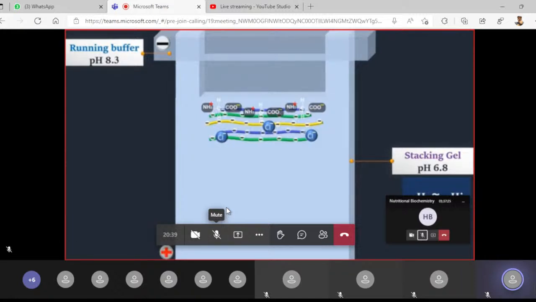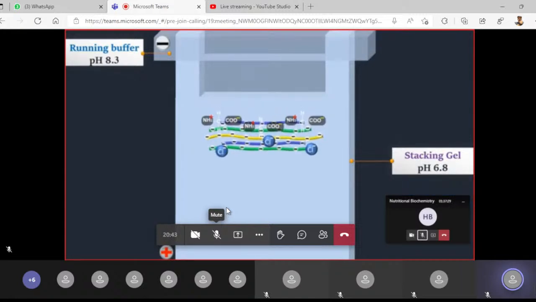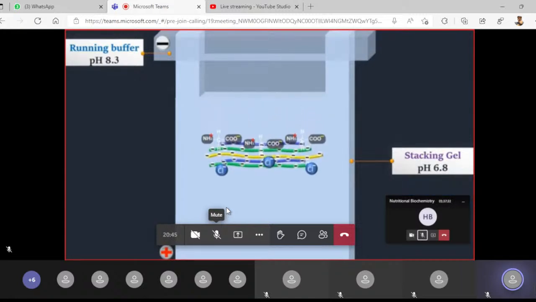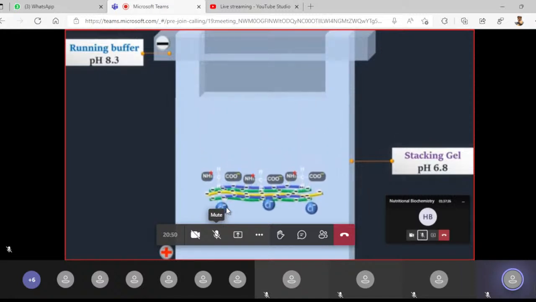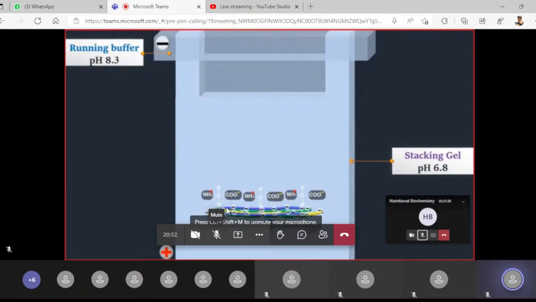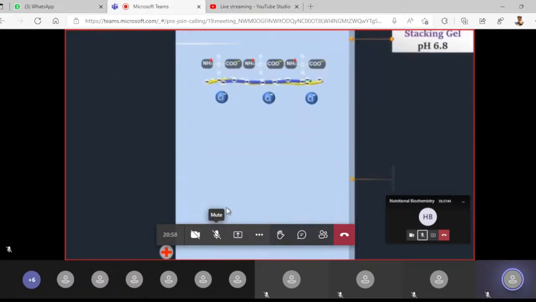The chloride ions, on the other hand, move much more quickly. Chloride ions migrate in front of the proteins as leading ions, and glycine molecules migrate behind the proteins as trailing ions. Consequently, proteins are trapped and concentrated into a narrow zone between the chloride ions and glycine. This procession carries on until it hits the separating gel, where the pH switches to 8.8.